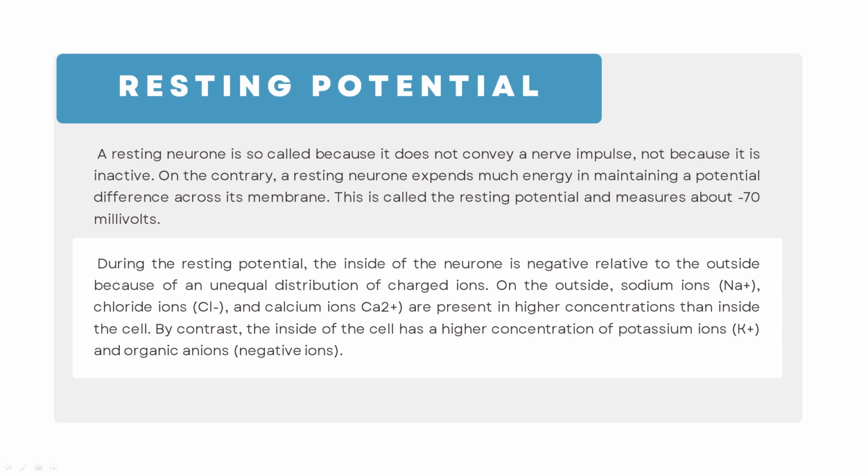During the resting potential, the inside of the neuron is negative relative to the outside because of an unequal distribution of charged ions. On the outside, sodium ions, chloride ions, and calcium ions are present in higher concentrations than inside the cell. By contrast, the inside of the cell has a higher concentration of potassium ions and organic anions.